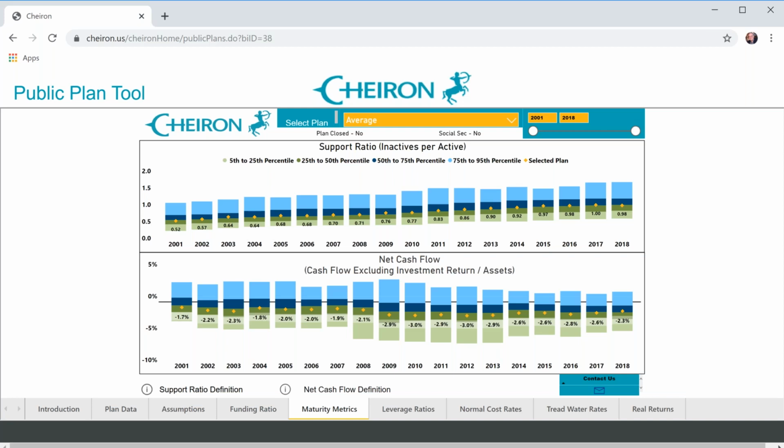I would note up at the top, there's this indicator that shows whether the plan you're looking at is closed or not. For the average, it's showing that it's not, but if we select a closed plan, it will say yes.